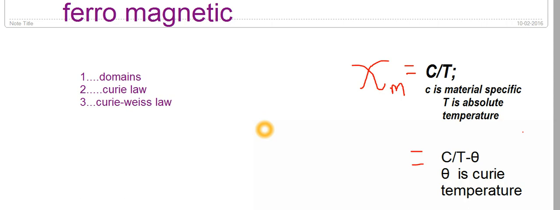Now, if we come to the ferromagnetic materials, the property of the ferromagnetic materials is that some group of atoms will have their magnetic moment oriented in the same direction. That is, there will be many atoms in a material, and some particular group of atoms will have the magnetic moment oriented in the same direction. That particular group of atoms is called a domain. Let's see those domains more clearly.